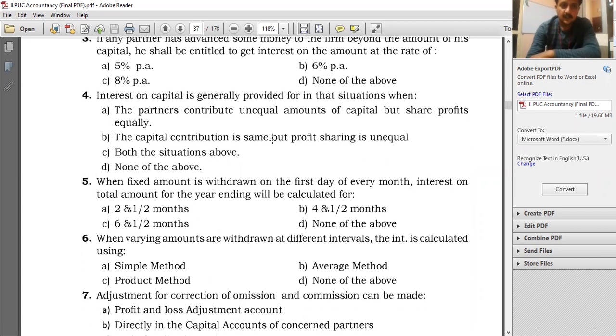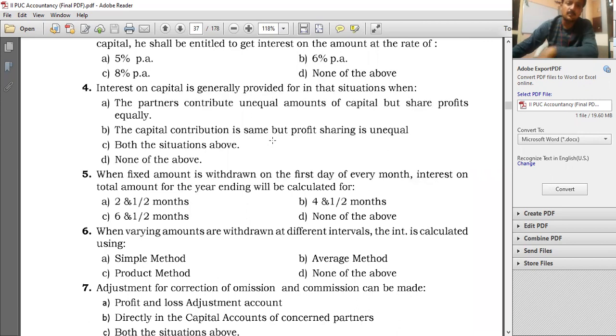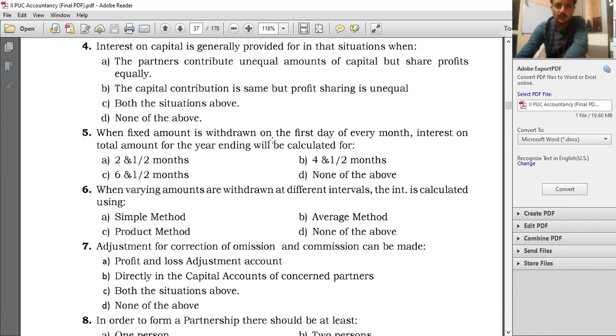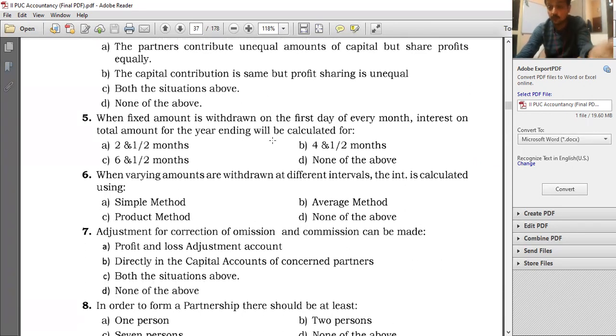Then next, if any partner has advanced some money, then certainly it will be 6% per annum. You know very well, this is part of the rules in the absence of a partnership deed also. Then interest on capital is generally not required. When a fixed amount is withdrawn on the first day of every month, it will be 6.5. Last day is 5.5, first day is 6.5. Even it will be useful for a 6 marks question also. Then when varying amounts are withdrawn at different intervals, the interest is calculated using the product method. If the same amount is withdrawn, then the average method is used.